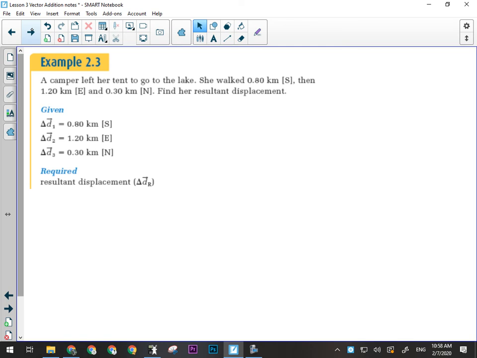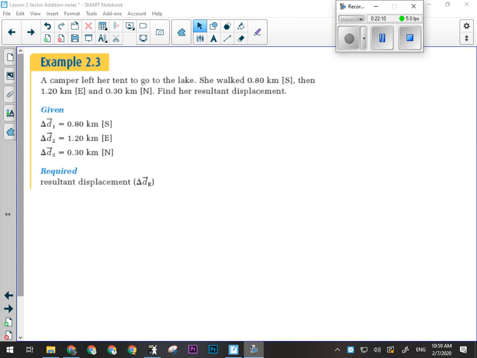Try this one. This one involves perpendicular stuff, okay? Because they go south and east and north. All right, so you're going to need to draw the tail to head diagram for this one. She leaves her tent to go to the lake. She walks 0.8 kilometers south, then 1.2 kilometers east, and then 0.3 kilometers north. We're looking for her overall or resultant displacement.